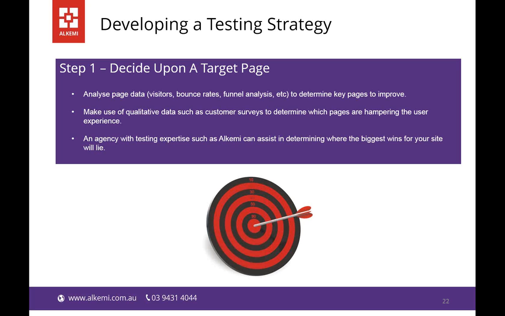And as well, if you've got access to qualitative analysis, so if you've done customer surveys and utilised tools like KISSmetrics and so on, make use of that information as well, along with your more objective, quantitative data, and really pull that apart and work out where the sore points are. Because what you want to do when you start off with your testing is hit those points of your website that are causing the most damage to your conversion rate.